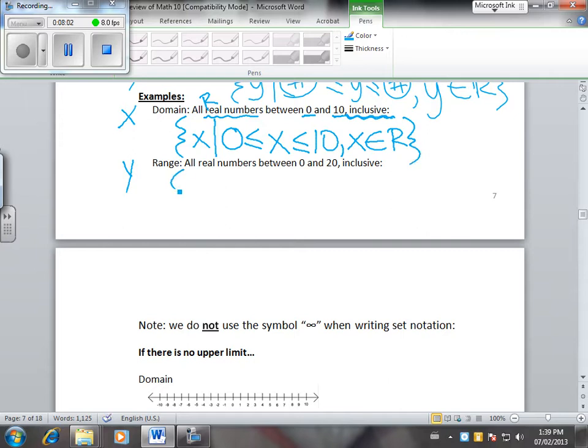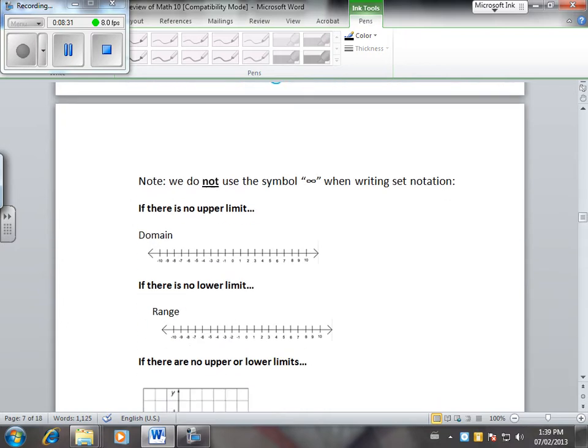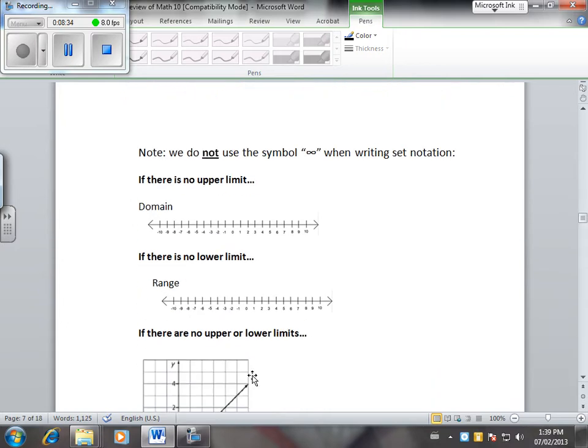Okay, then for y, do y such that, again, we have between 0 and 20, inclusive, and all real numbers. So y is greater than or equal to 0, less than or equal to 20, and y is all real numbers. Okay, and just a quick note, we will not be using infinity when writing set notation. So we use this for interval notation, not set notation.